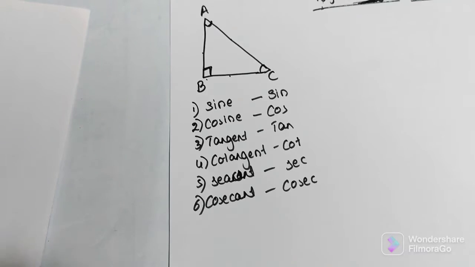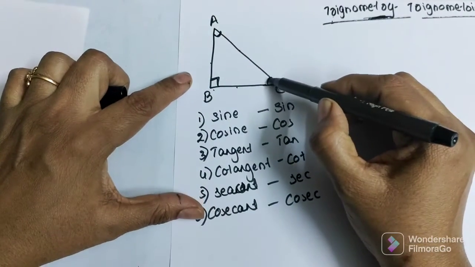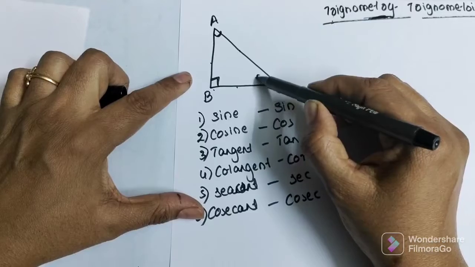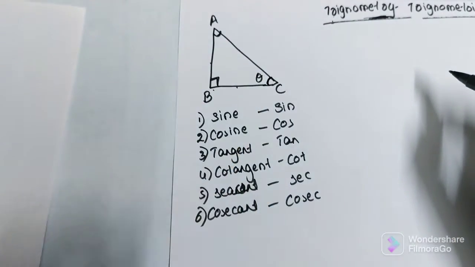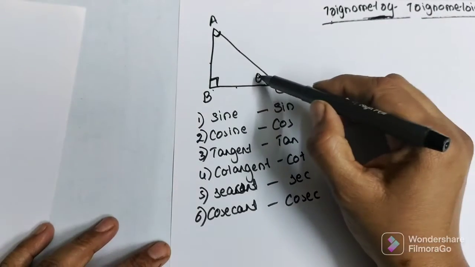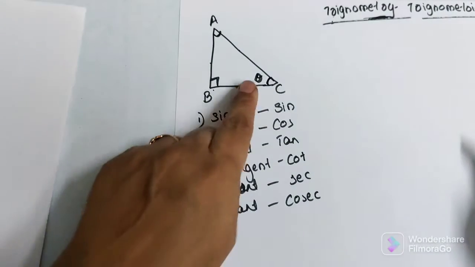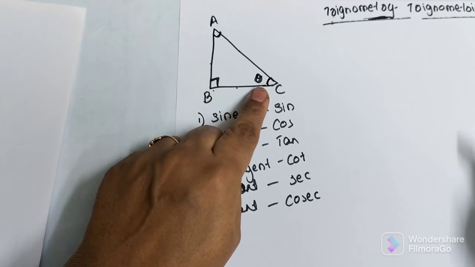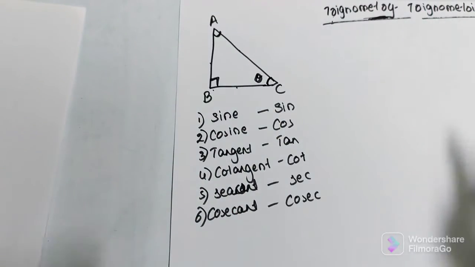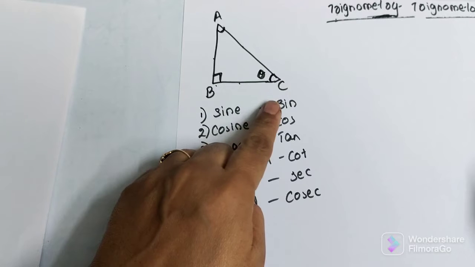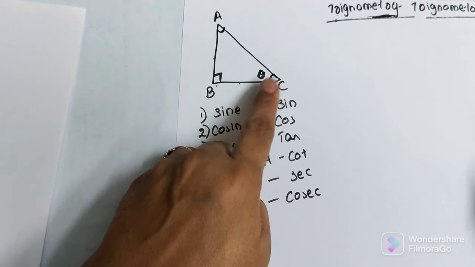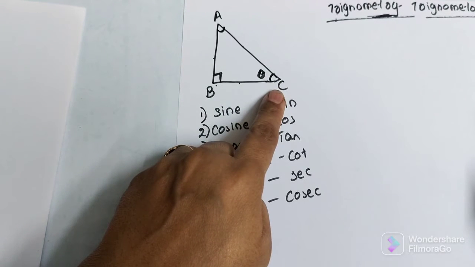So to continue, with respect to this acute angle, if I call it theta, theta, alpha, beta, these are used in terms of angles. They are not constants, but we use them to denote an angle, or we can just directly use an angle name like C.